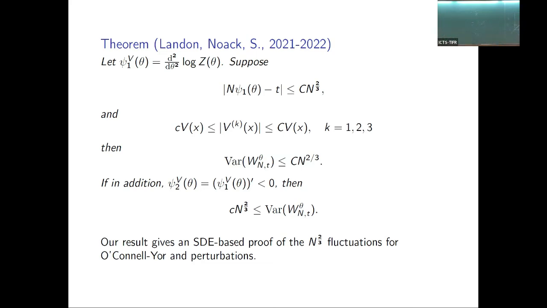Psi 2 of theta will be 0 in the Gaussian case, because in that case, you can compute what psi 0 of theta is. Psi 0 of theta is the expectation of e to the minus theta x. So this is just a Gaussian computation. It's just the moment generating function of the Gaussian. When you differentiate it twice, you get 0 because you get a constant.